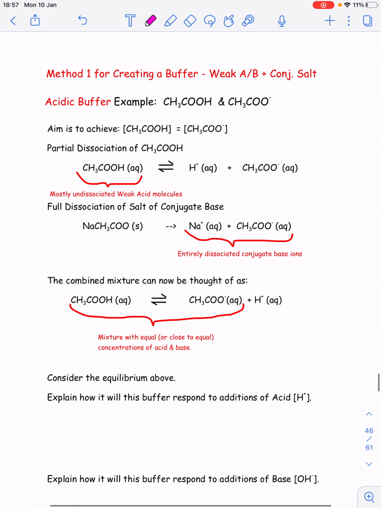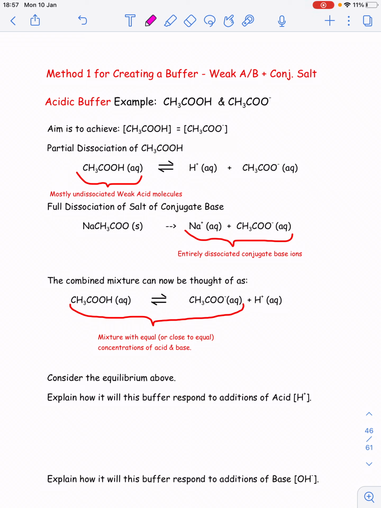So in the method that we just did, we started with something that's weak and in excess, and then we add about half the moles of something that's strong, and that neutralizes about half of the weak species, and then it creates an equal amount of the conjugate species, conjugate acid or base. However, you can do it another way.